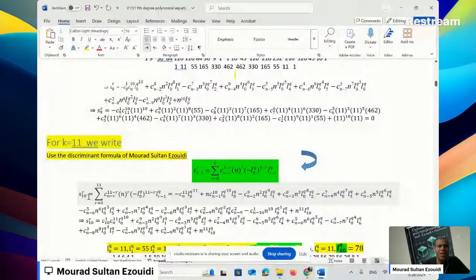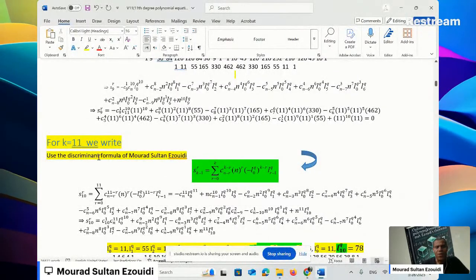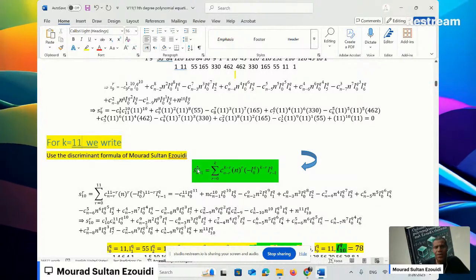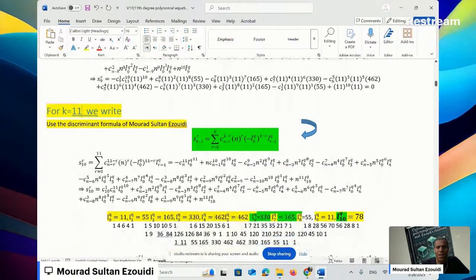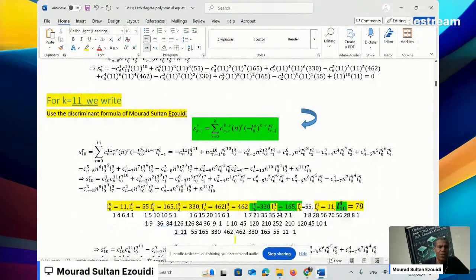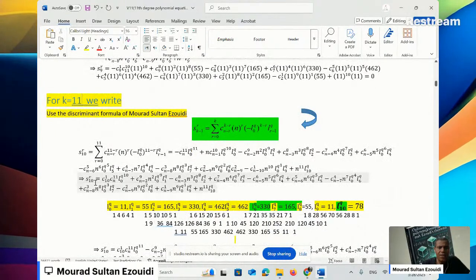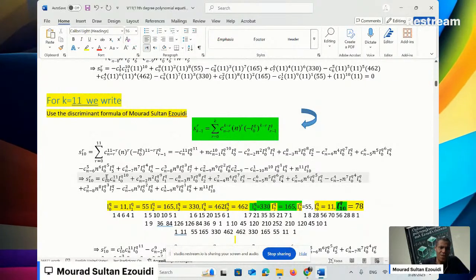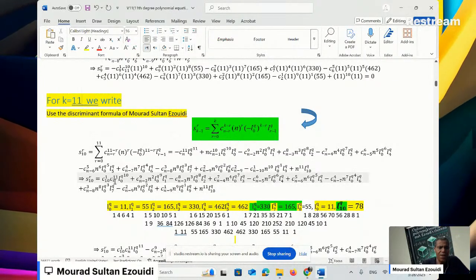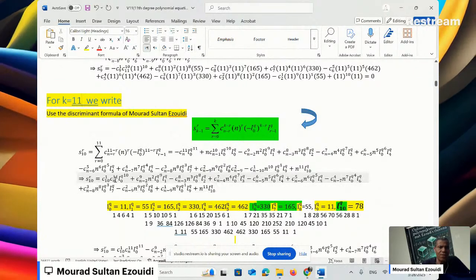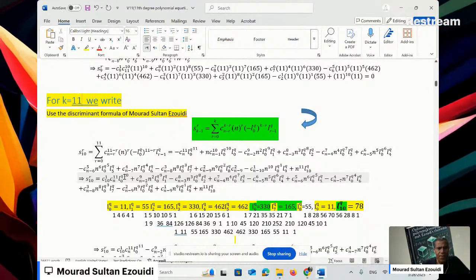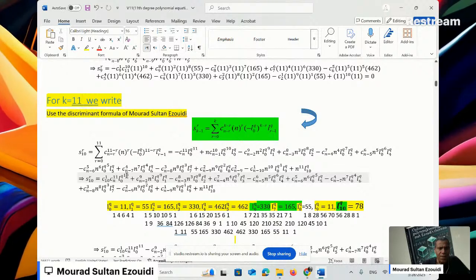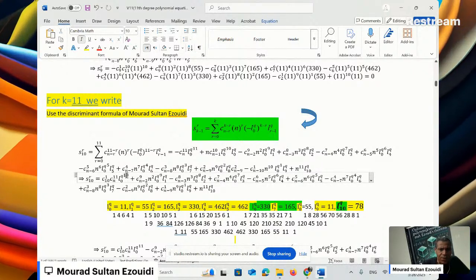When k equals 11, you are going to find S_{k-1}, which is S10. This means that you should put k equal to 11 in the general formula of Mourad Sultan Ezouidi, and you will come to write the formula in its lowest terms. That is S10 of order r equal to 10 choose 1, combination n choose 11, and n is going to be 11. 11 choose 11 is 1, but this has to be written in the formula. And L0 to the power 11. This is raised to the power 11, I'm going to correct this.